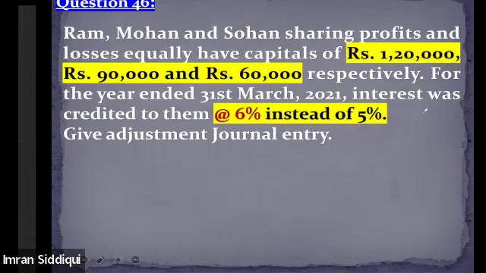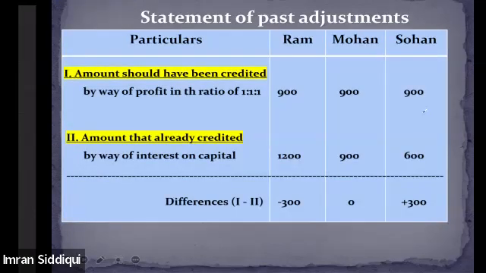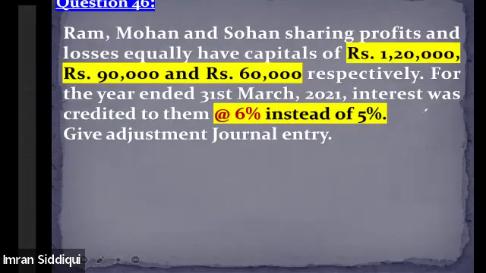Okay, see, this is how we'll be presenting this. First of all, what does this say? It says profit and loss have to be distributed equally, and the capitals were 120,000, 90,000, and 60,000. Now the interest that should have been credited at the rate of 5%, we by mistake credited at 6%.